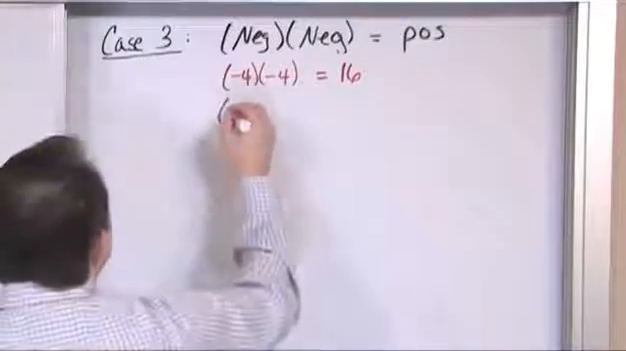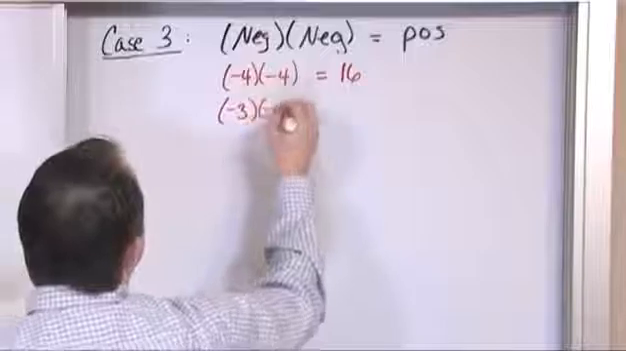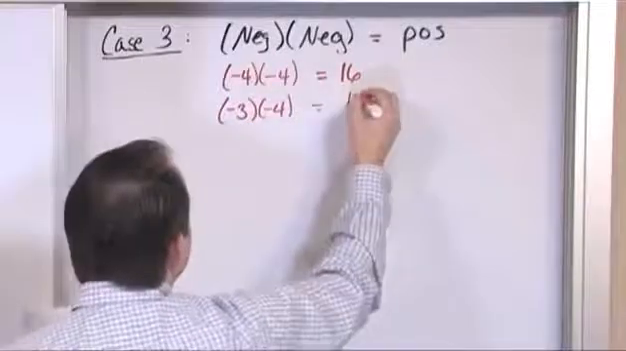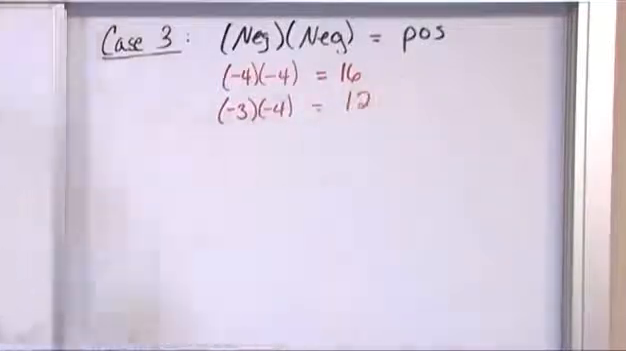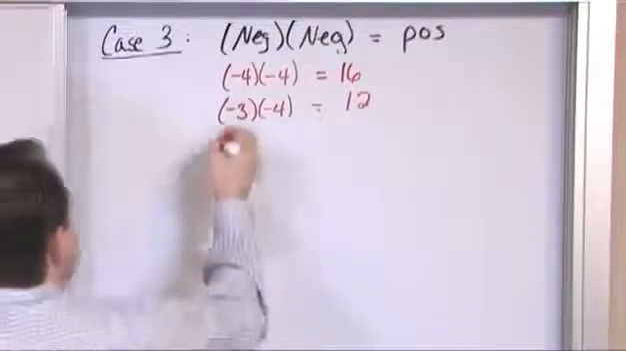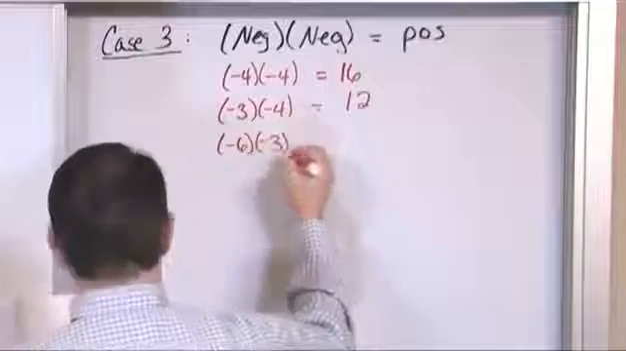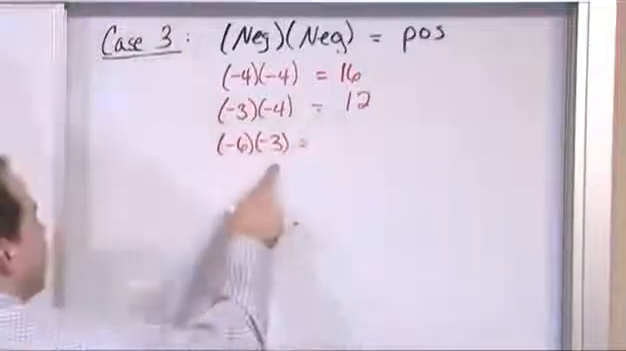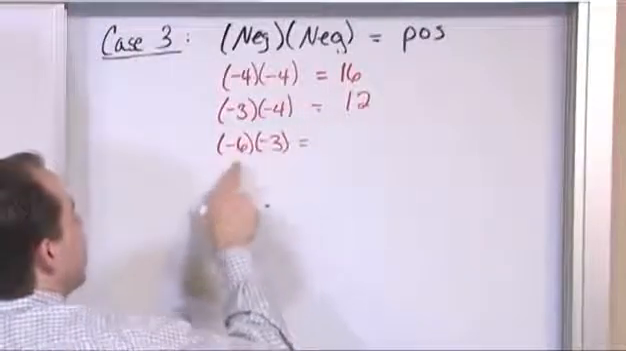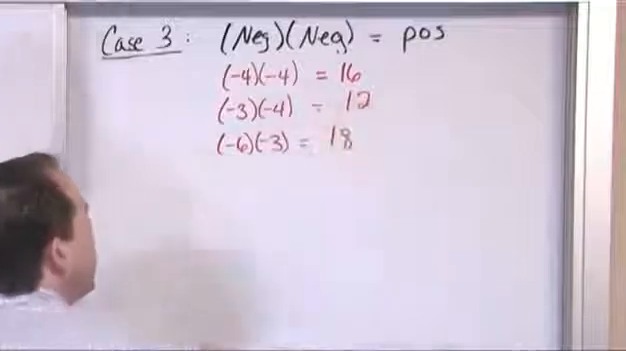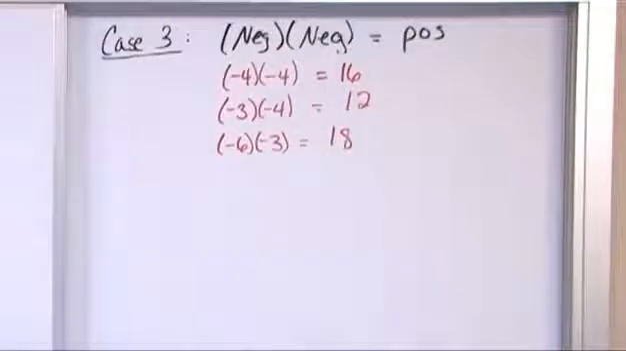What if I have negative 3 times negative 4? Well, 3 times 4 is 12, and the answer is positive because both of those are negative. And what if I have negative 6 times negative 3? 6 times 3 is 18, and because both are negative, it's a positive 18. So you see, it's really not hard to multiply integers together. It's actually much easier than adding and subtracting.